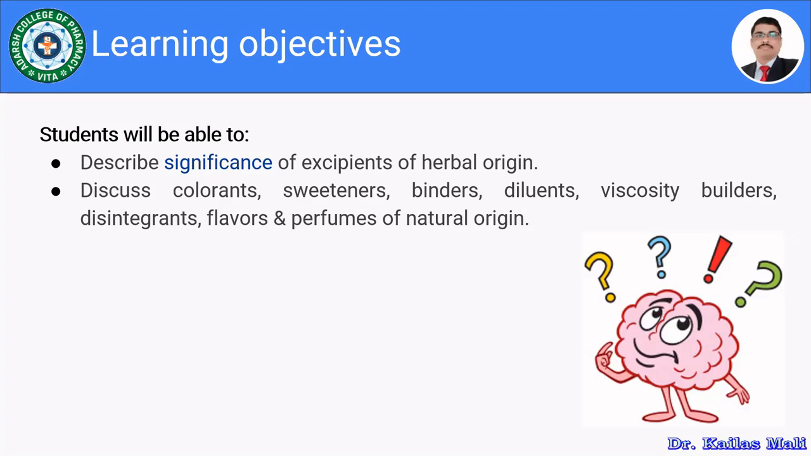Maybe all of you are aware of all these excipients. You are aware of what is meant by an excipient, what is the role of an excipient in the pharmaceutical dosage form, their role and function, their ideal properties, and their classification. Already you have gone through it in industrial pharmacy, right? So let us see a brief introduction to the herbal excipient.